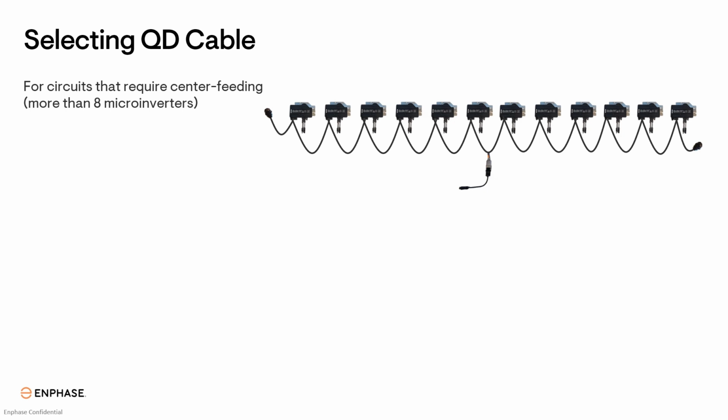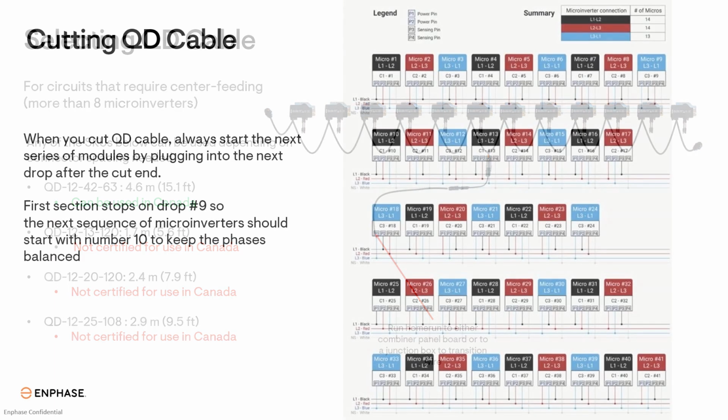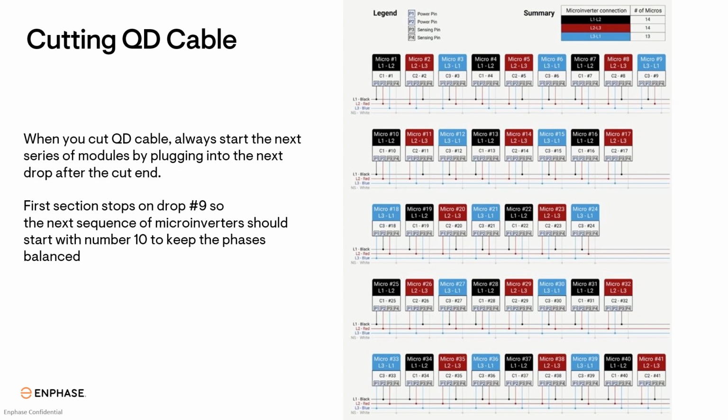For circuits that require center feeding, any of the SKUs below can be used depending on the connector spacing you need. You'll simply plug in the center tap adapter, use a male field wireable, and then pull your home run from that connection. When you cut any type of QD cable, always start the next series of modules by plugging into the next drop after the cut end. As you can see, the first section stops on drop 9, so the next sequence of microinverters should start with number 10 to keep phases balanced.